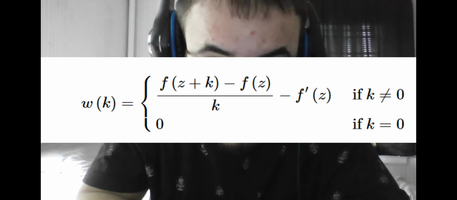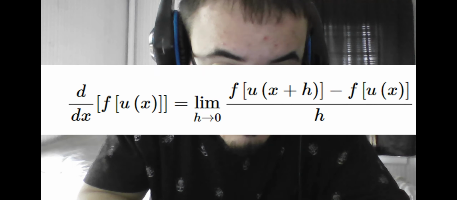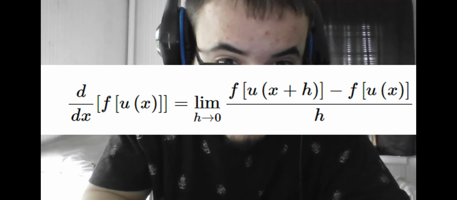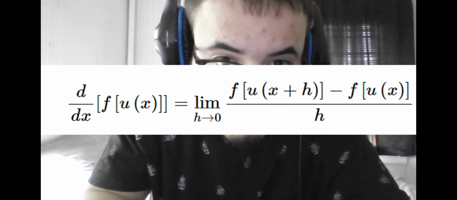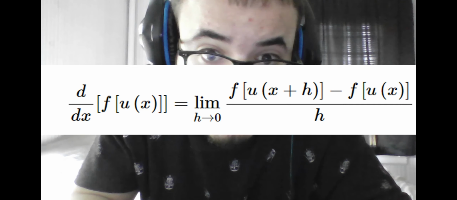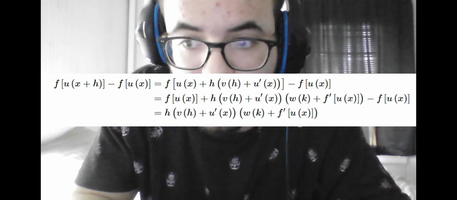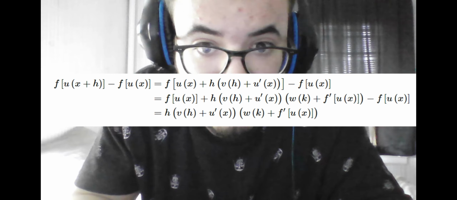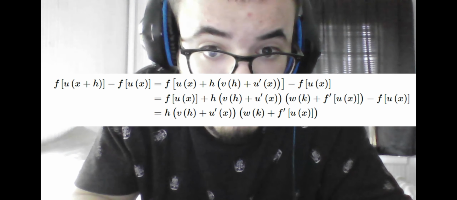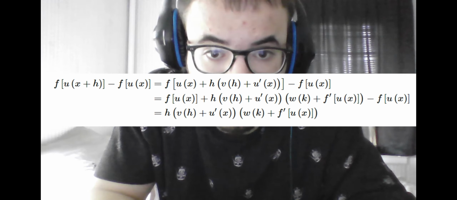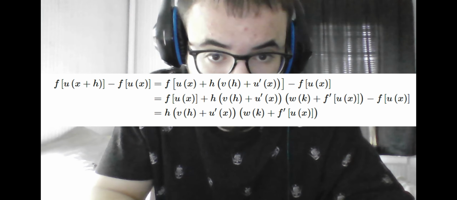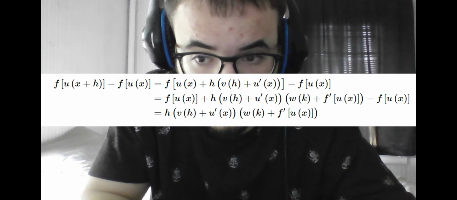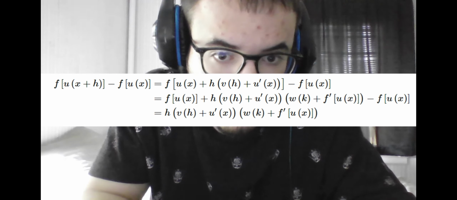We now can define, using the literal definition of the derivative of a composition, which would be function of u of x plus h minus function of u of x, all over h as h approaches 0. We can rewrite the numerator using what we found earlier as function of u of x plus h times v of h plus derivative of function u of x, minus function of u of x. We can substitute back in w of k plus the derivative of function of u of x in the second term in our addition. That is being multiplied by h. We see function of u of x cancels itself out.